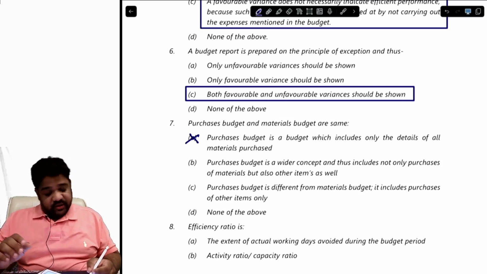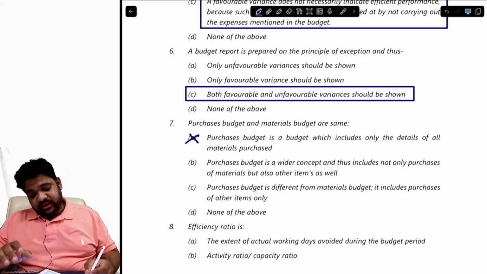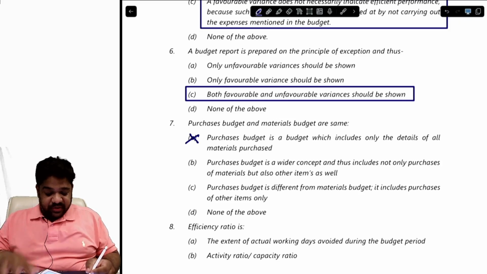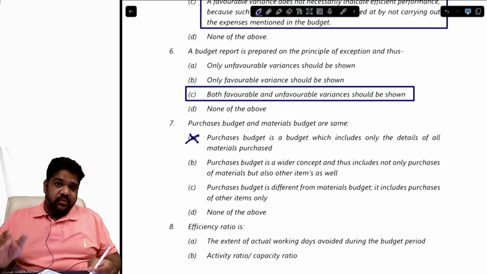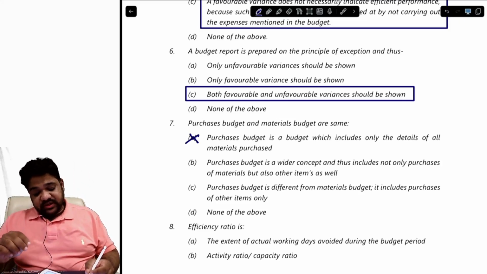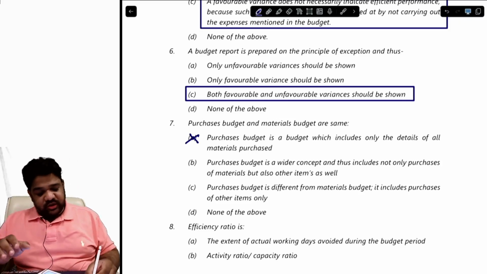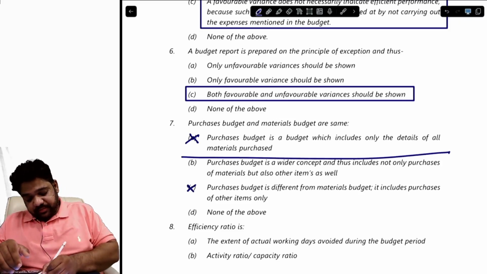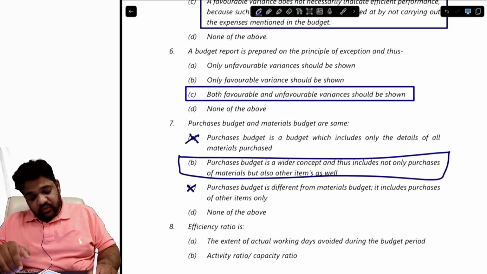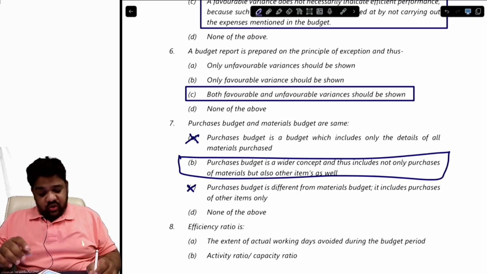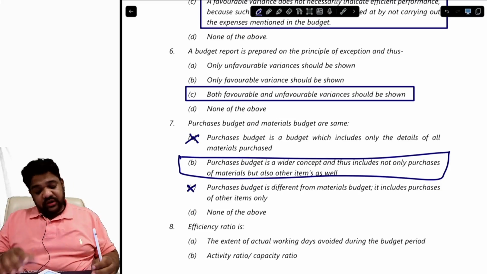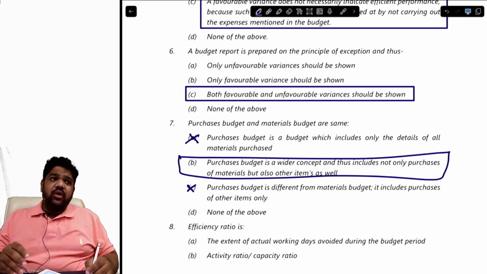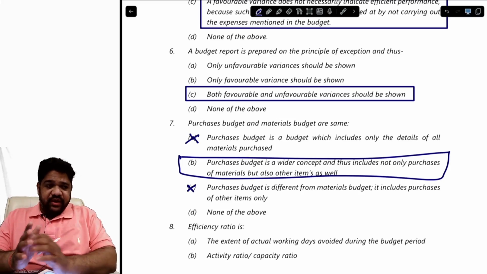Let's talk B again. Purchase budget is a wider concept and thus not only includes purchase of materials but also other items as well. Okay. And purchase budget is different from materials budget. It includes purchase of other items only. So it can't be the only one. So we'll go with B. It is not just about purchases of materials, but it is also about the purchases of other items as well. Okay. So purchase budget would have everything to be purchased.